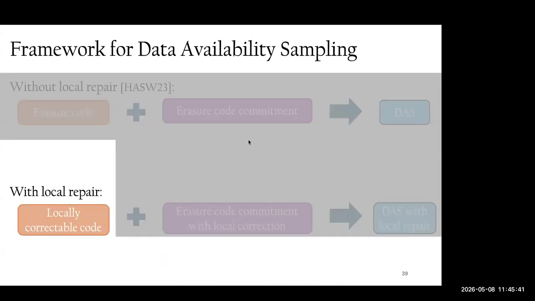Okay, so we have two building blocks. The first one is locally correctable code. This will basically allow us to repair E_i, and the commitment that we define will allow us to repair pi_i. So that's what's going to happen. But let me start with locally correctable code first.